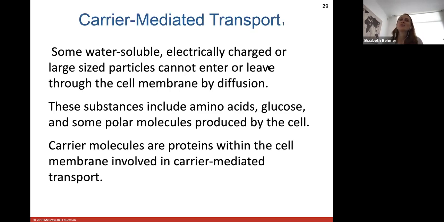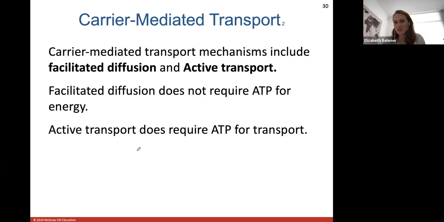Carrier-mediated transport. Some water-soluble, electrically charged, or larger particles cannot enter or leave the cell membrane by diffusion. These can include things like big amino acids, glucose molecules, and some polar molecules produced by the cell. And these carrier molecules are proteins within the cell membrane, and they're involved in carrier-mediated transport. So again, a carrier molecule is a protein in the membrane that just helps carry a molecule across the membrane that needs help to do that.